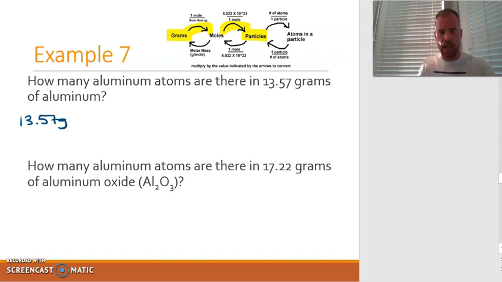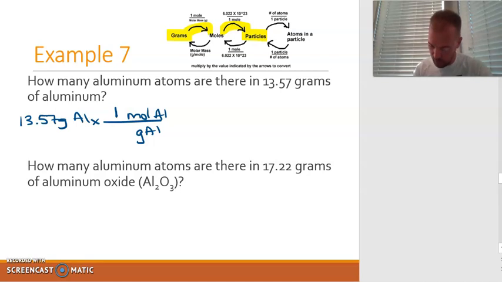13.57 grams, and I'm looking at aluminum. Always write the substance so you know what you're in. So 13.57 grams of aluminum. First thing I want to do is convert from grams to moles, and I'm going to do that using my molar mass. Grams of aluminum will go on the bottom, moles of aluminum go on top. Remember, grams per mole, that's molar mass. So 1 mole of aluminum, what would be the mass of that? Since it's just aluminum, I just look at the periodic table, and I see that it's 26.98. That's going to cancel out my grams.